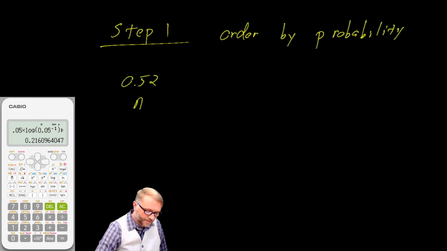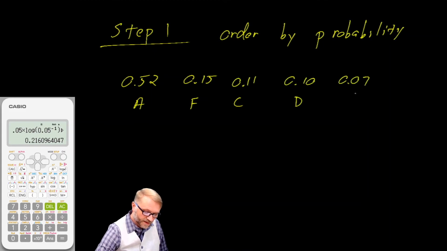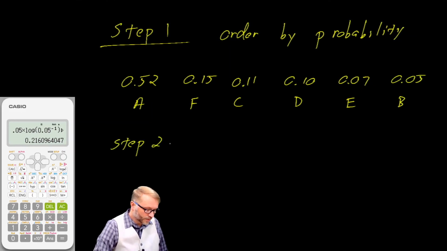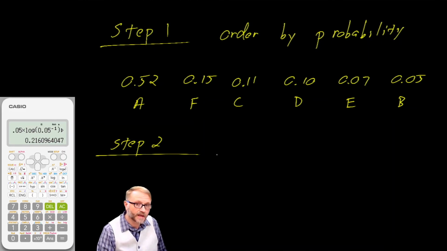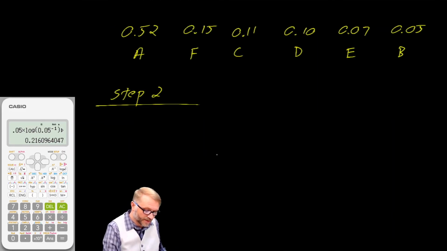0.52 for A, and I believe F was 0.15. C was next. Then there was D, and then E, and finally B. Step 2, we're going to build a tree. What we're going to do is join those items with the lowest probability. So looking at our numbers, we see that E and B have the lowest probability.